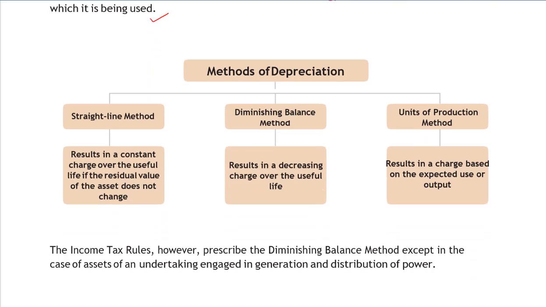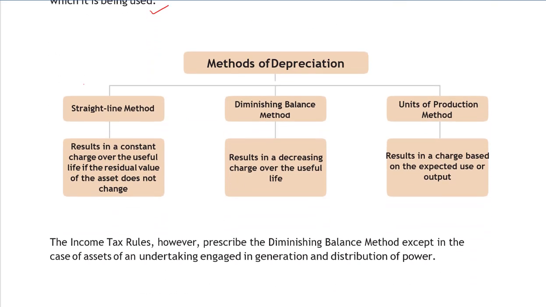Let us continue. Methods of depreciation. The straight line method results in a constant charge over the useful life if the residual value of the asset, that is, the scrap value of the asset, does not change. The second method is known as the reducing balance method, or diminishing balance method, or written down value method, that results in a decreasing charge over the useful life.